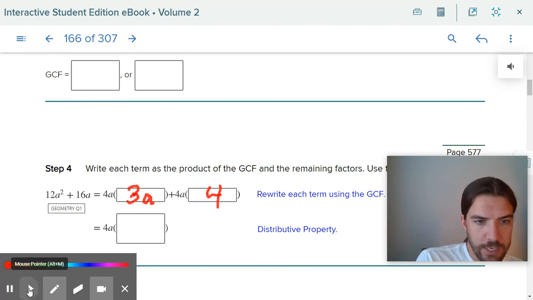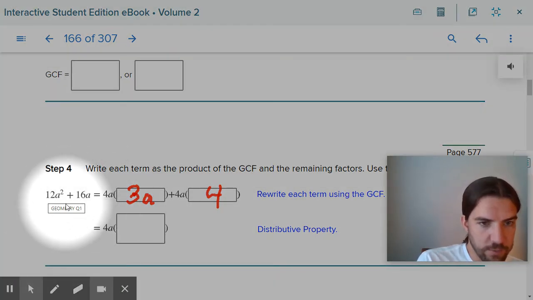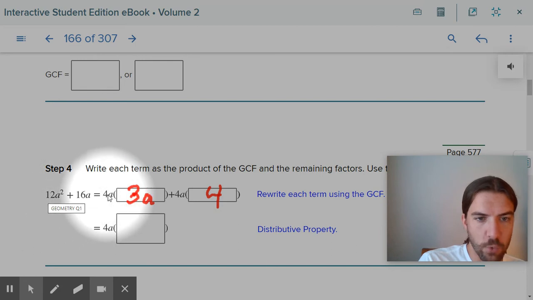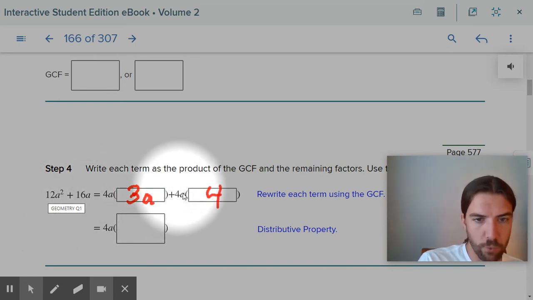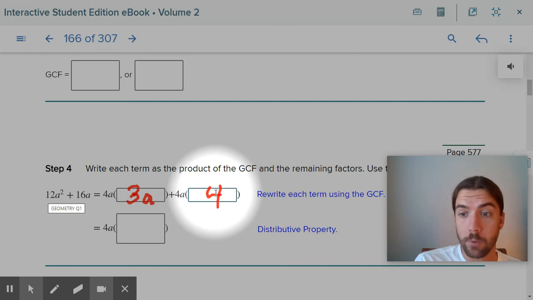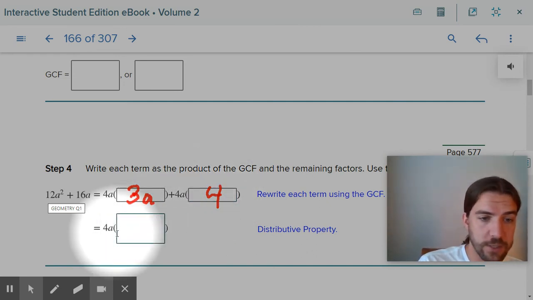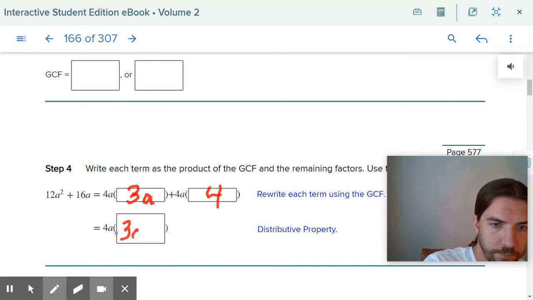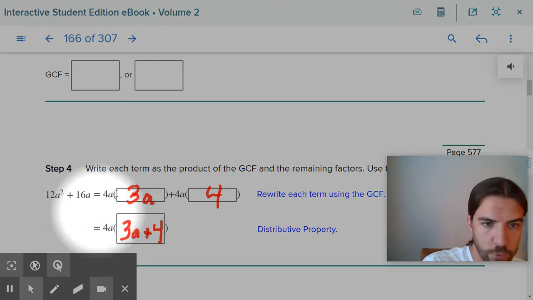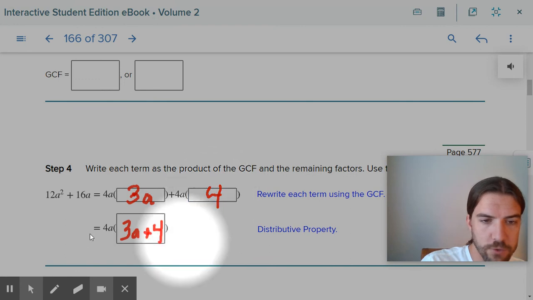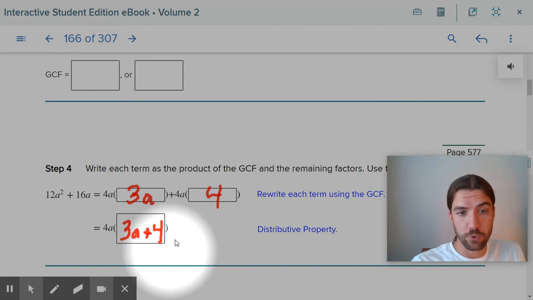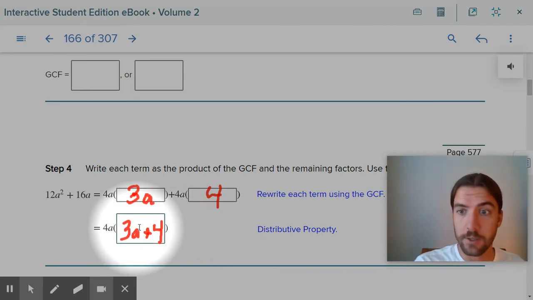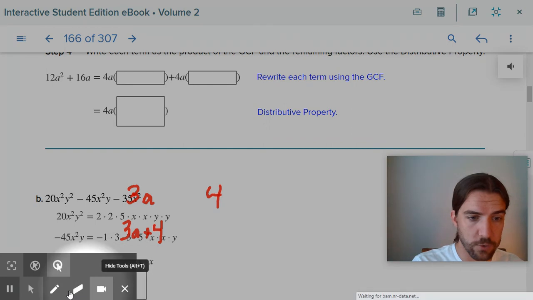Okay, now our polynomial has been factored, broken down into 4a times 3a and 4a times 4. So if we have 4a being multiplied by 2 different things, another way to say that is that we have 4a times 3a and 4. We have 4a times 3a and we have 4a times 4. So we have 4a times 3a and 4. If you wanted, you could take your paper and draw this in an area model like we saw in our last video to showcase what we're doing there.